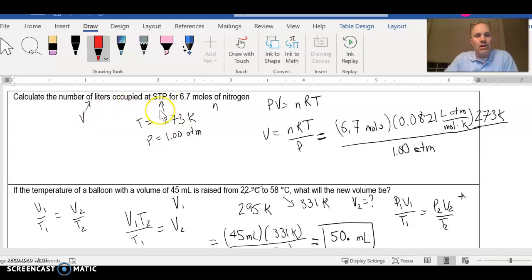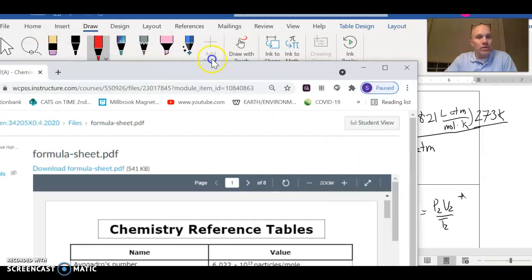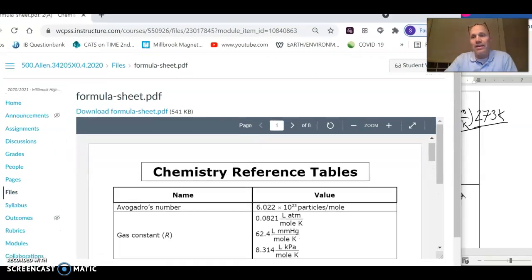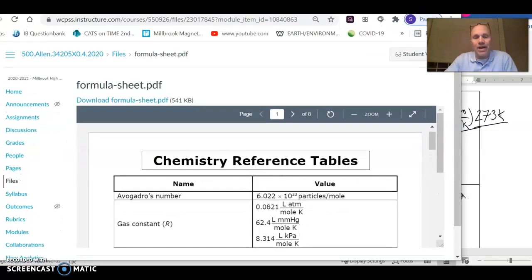In the next problem, calculate the number of liters occupied at STP. Anytime you see STP, automatically write down that the temperature is 273 Kelvin, and your pressure could be a couple of different things. In this one, it doesn't matter which one we use because it doesn't specify to calculate it in atmospheres or millimeters of mercury. So you have a choice. You could have chosen this one, or this one.